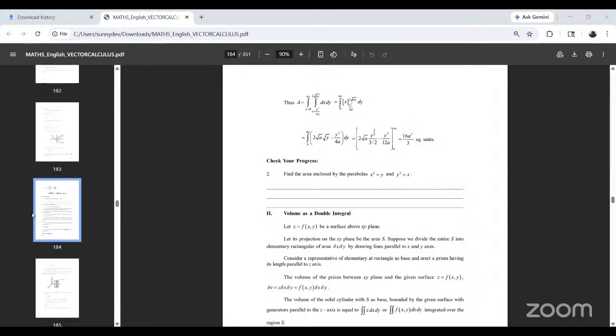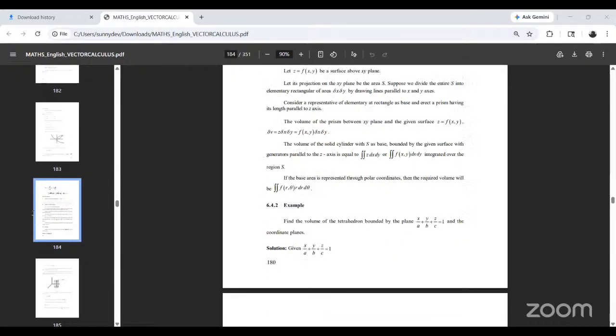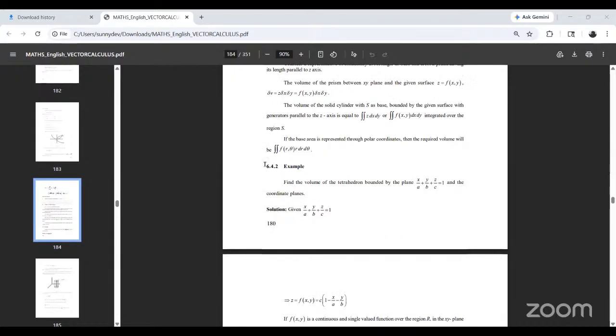Now see here, this is also a very important problem. Find the volume of the tetrahedron bounded by the plane x by a plus y by b plus z by c equal to 1 and the coordinate planes. The solution: the given condition is x by a plus y by b plus z by c equal to 1.